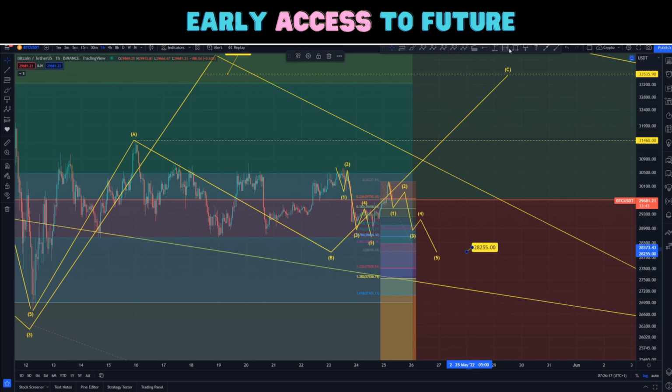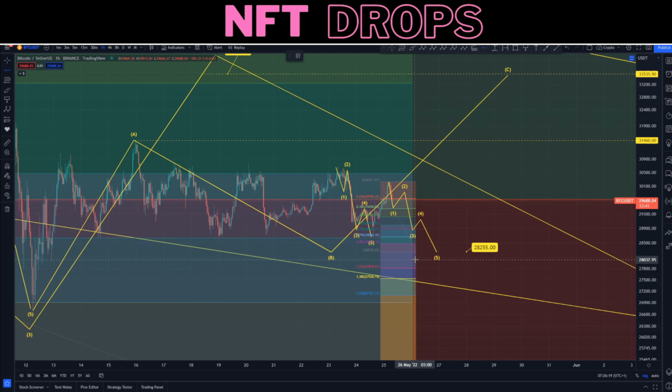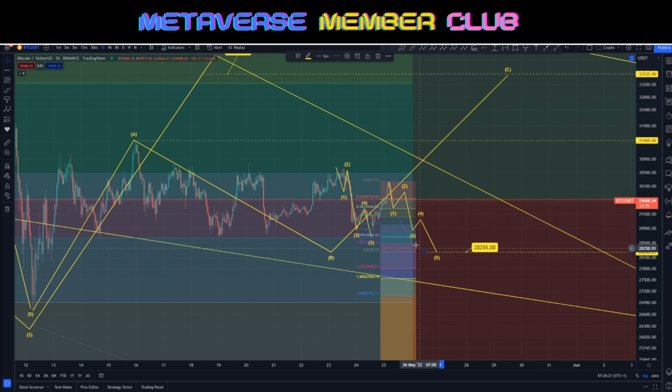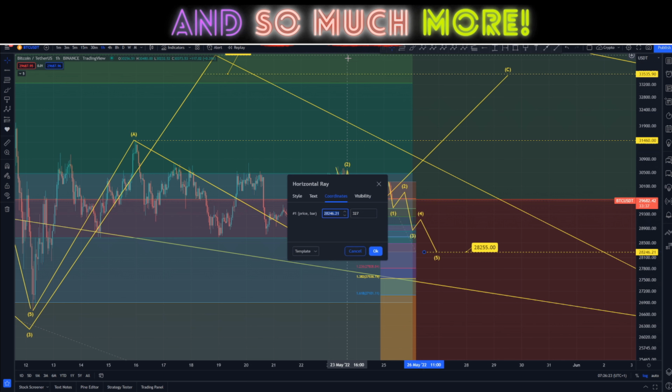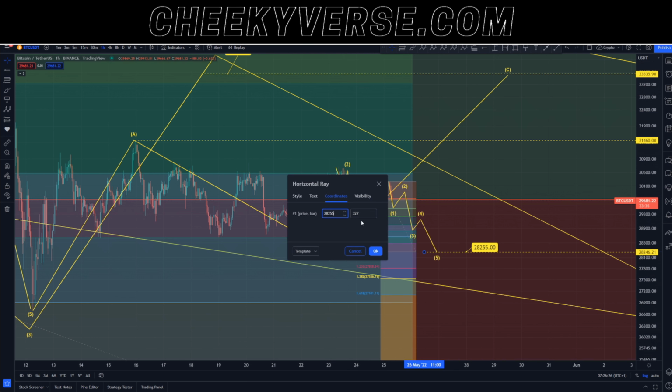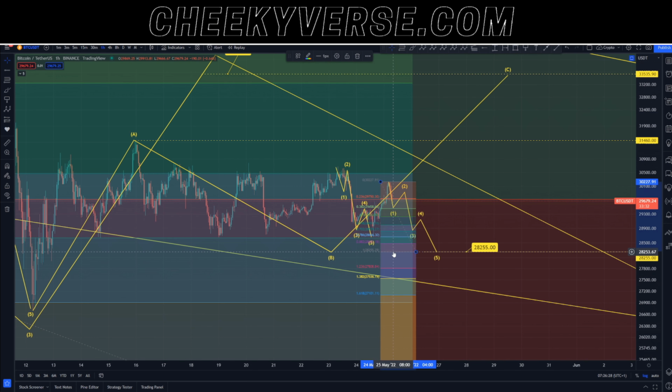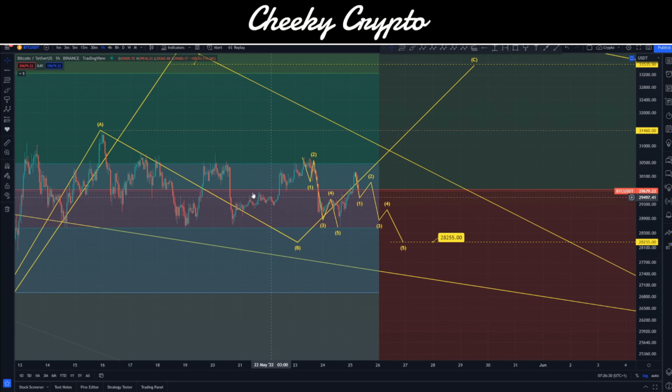There we go. Okay, and then I'll put a horizontal ray just to mark that and make it a little bit more visible right there. And again, I will just make that 255. Now I can get rid of the fib, and we're good. So there's our structure, right?